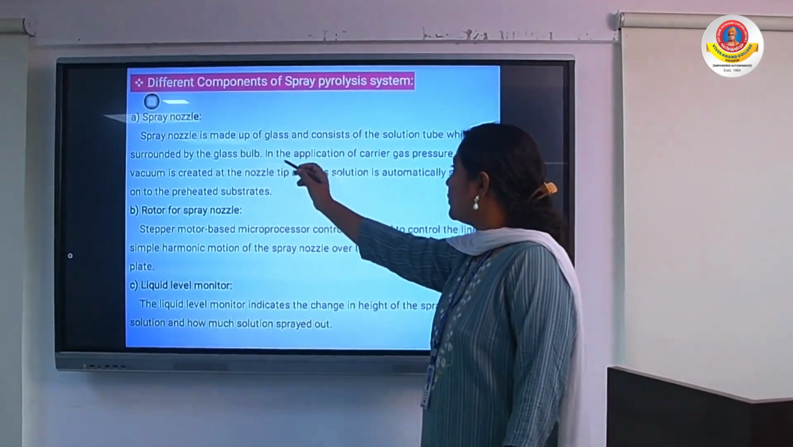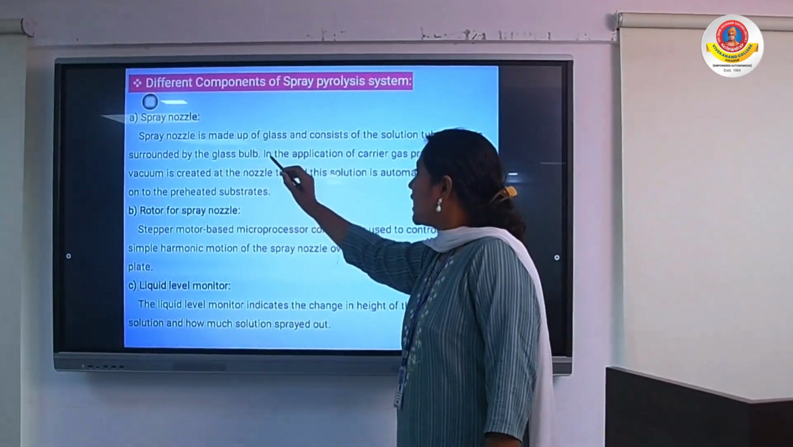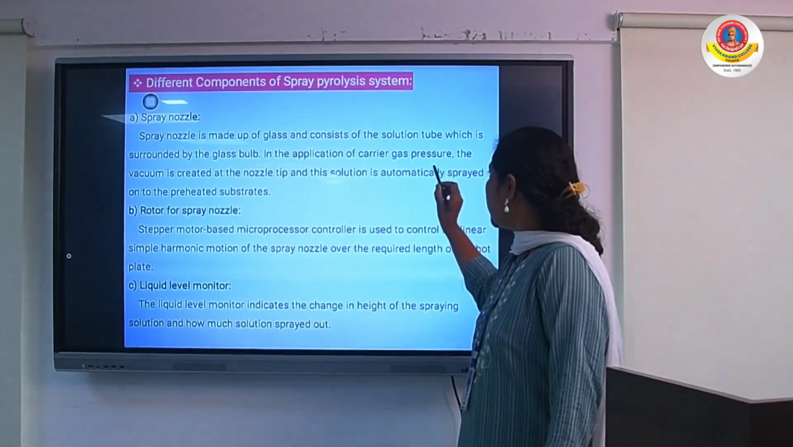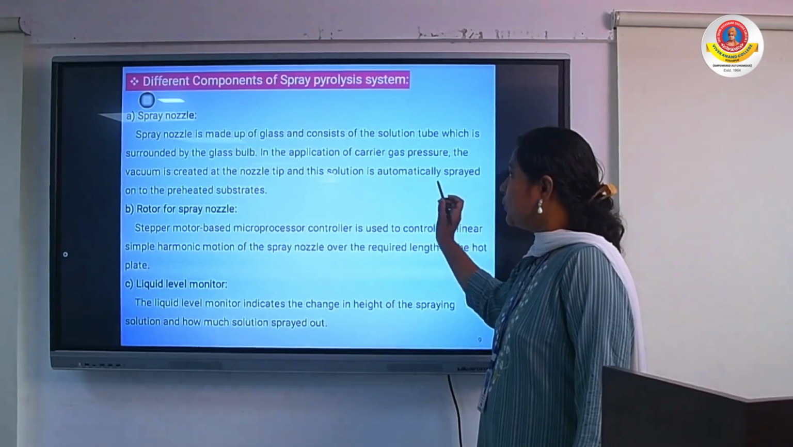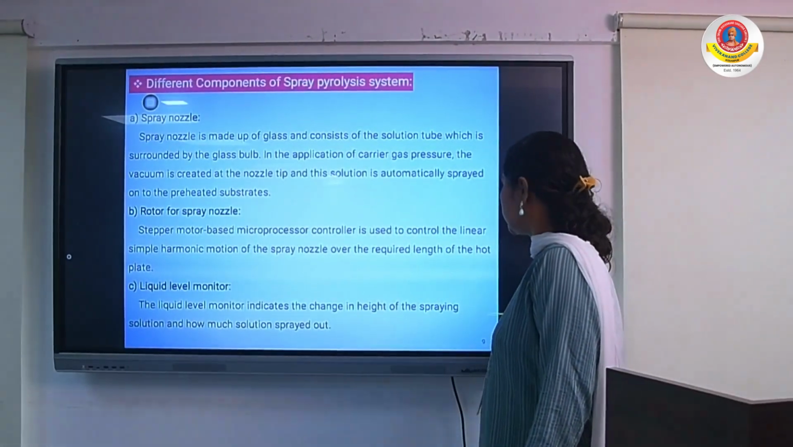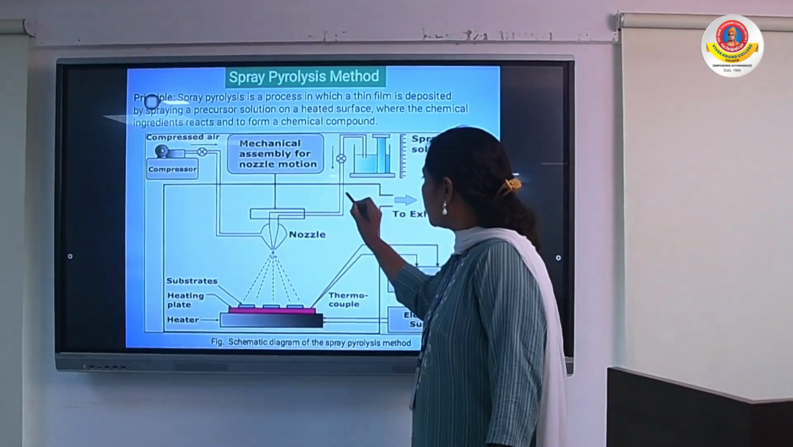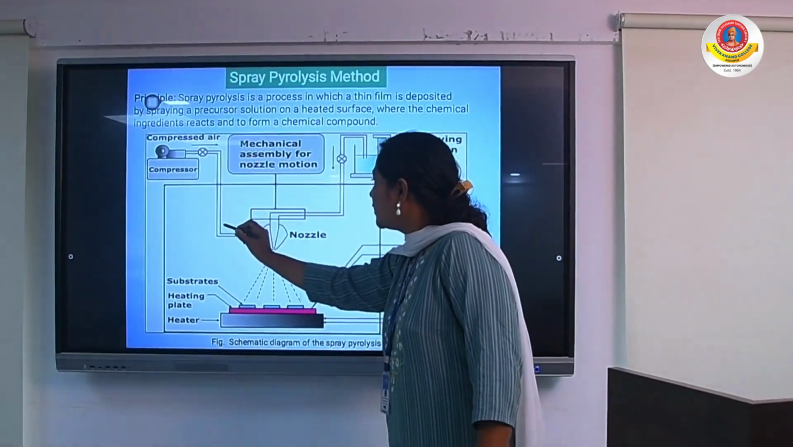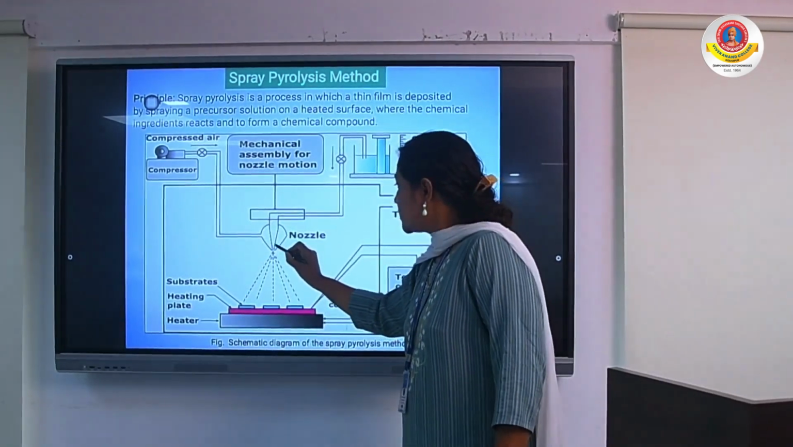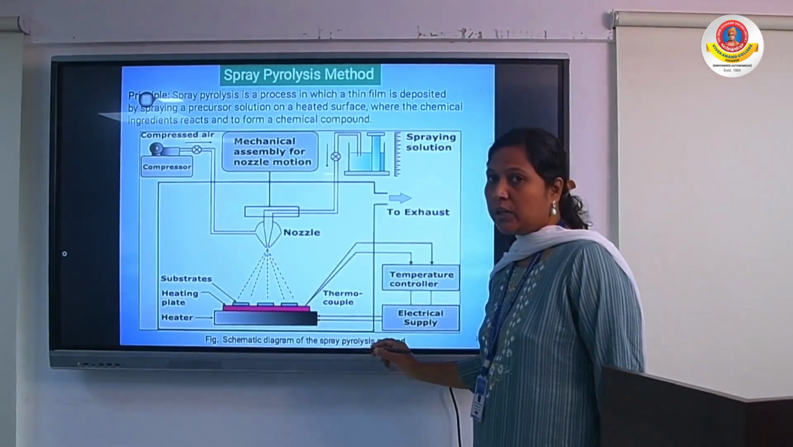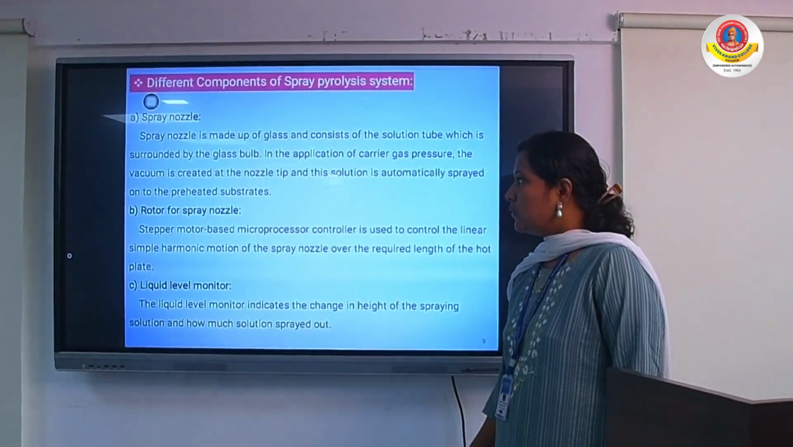The spray nozzle is made up of glass and it consists of the solution tube which is surrounded by the glass bulb. On application of the carrier gas pressure, a vacuum is created at the nozzle tube and the solution is automatically sprayed onto the preheated substrate. Here, this is the solution. From the solution bath, the solution comes through this capillary, and the air from the air compressor comes to this capillary, and atomization takes place at the tip of the nozzle and the spraying process starts by using the nozzle.